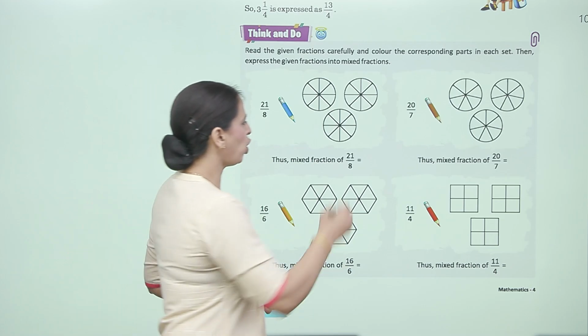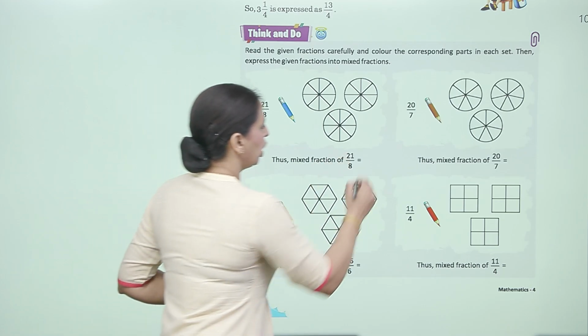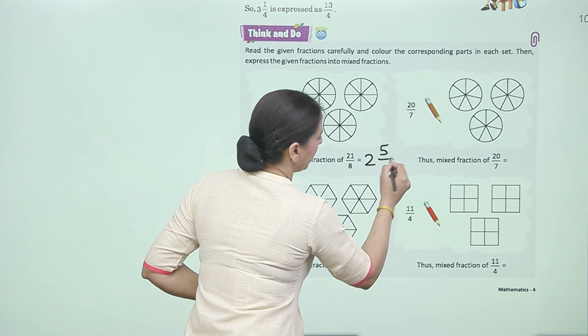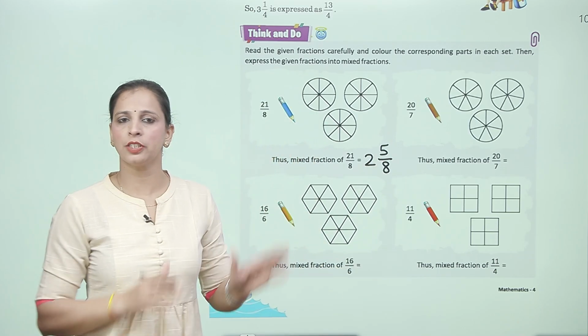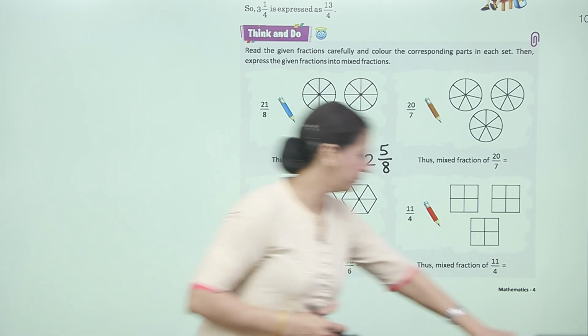Thus the mixed fraction of 21 by 8 is 2 and 5 by 8.